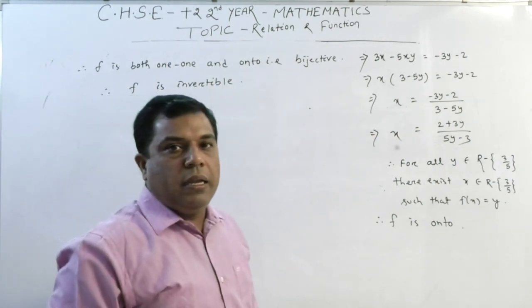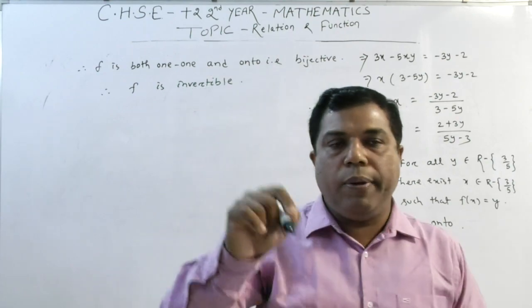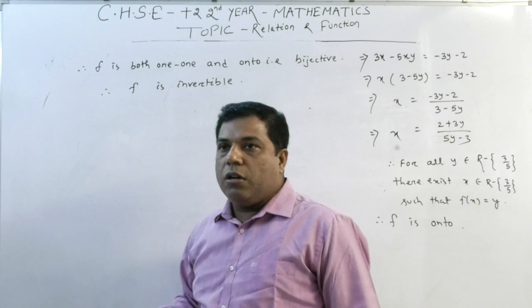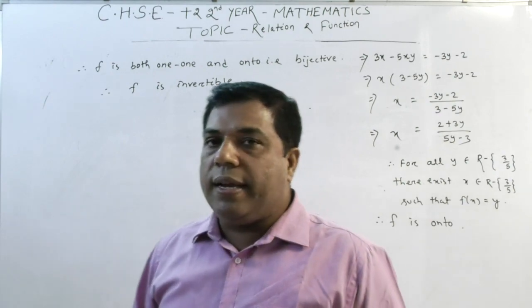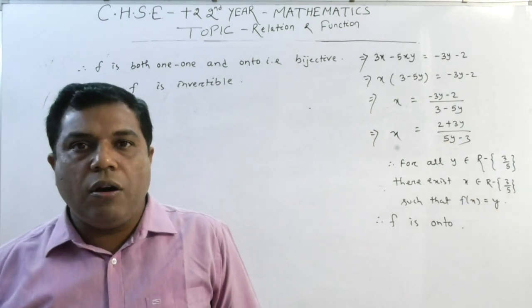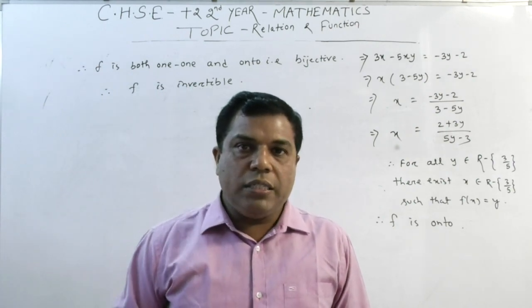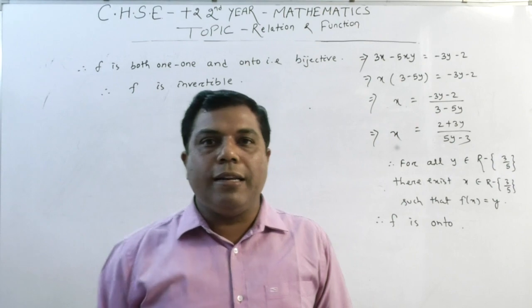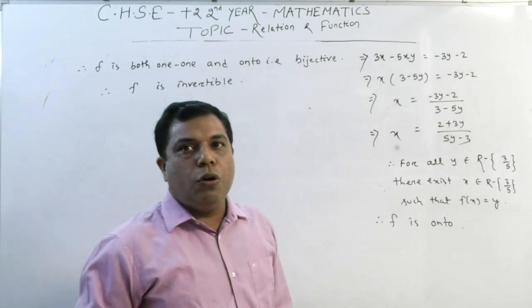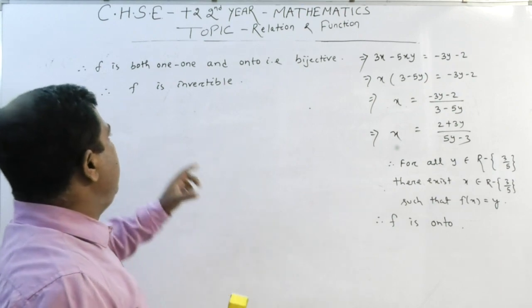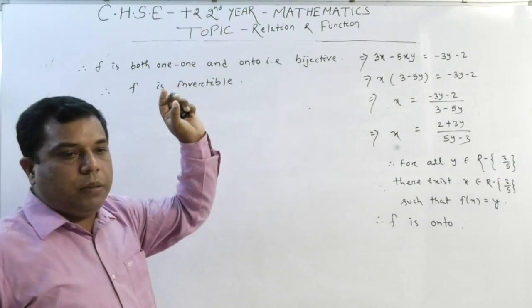Otherwise, we can't say. So, my dear students, it is very vital that when we are going to check whether an inverse exists or not, first of all, we check whether f is bijective or not. For the existence of the inverse, f should be bijective. Otherwise, its inverse cannot be found. So here f is invertible.